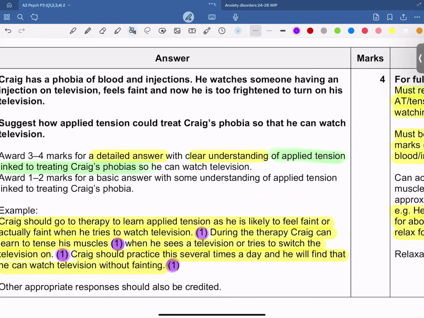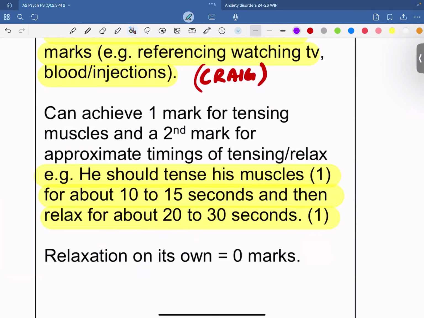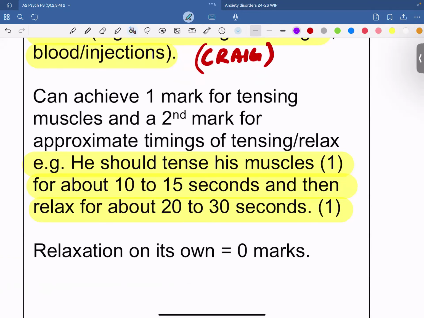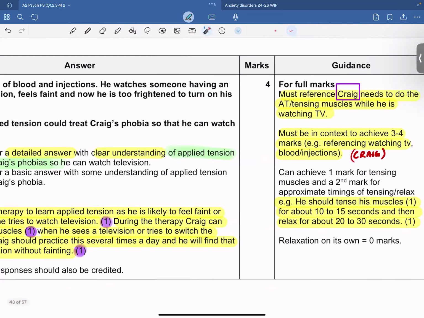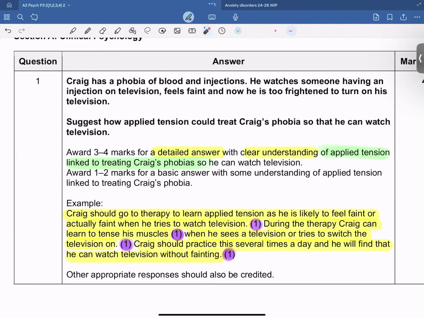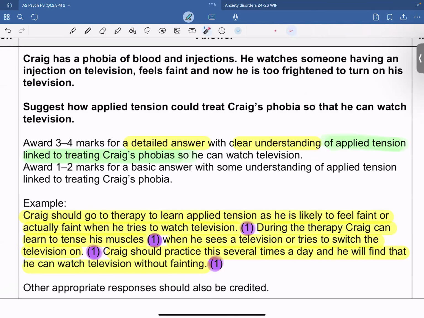Now, moving on, you can achieve 1 mark for tensing muscles and the second mark for approximate timing of tensing or relaxing. For example, you could say he should tense his muscles for about 10 to 15 seconds and then relax for about 20 to 30 seconds. Relaxation on its own, if you're trying to write down about relaxation, would not give you any mark at all. Having a look at the marking criteria, and then moving on towards the example over here.